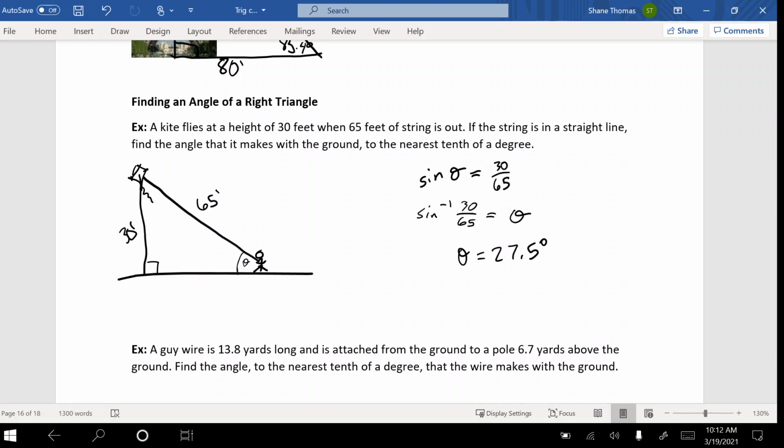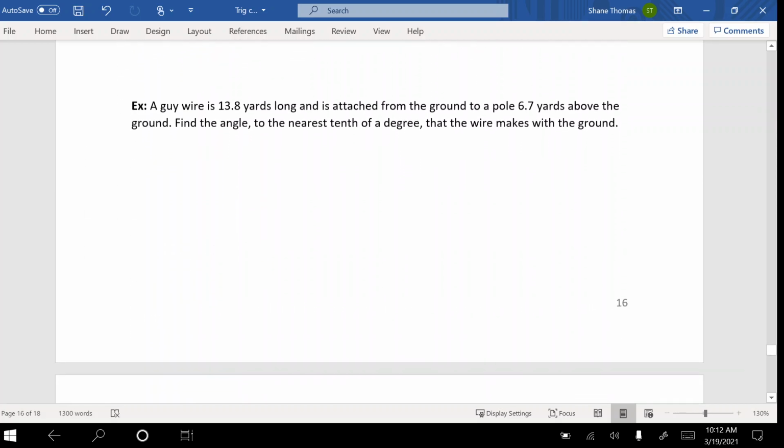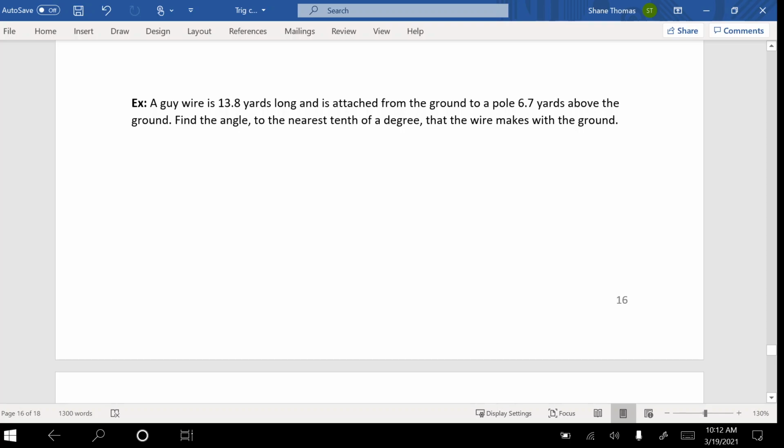Anybody? All right. Next one's going to be for you. So guy wire. First off, does anyone know what a guy wire is? Okay. You ever see the big, tall cell phone towers? There's a whole bunch of wires tying it into the ground, keeping it from flying back and forth. Those are called guy wires.